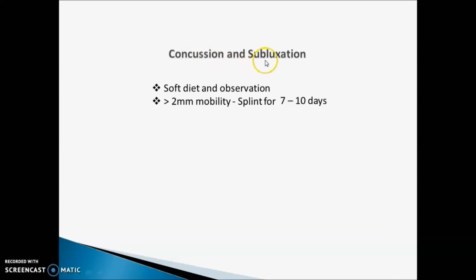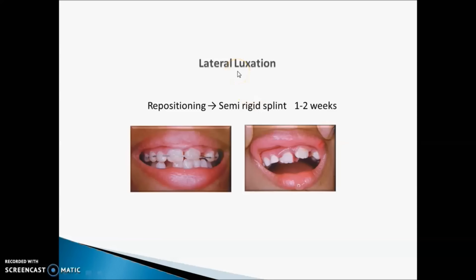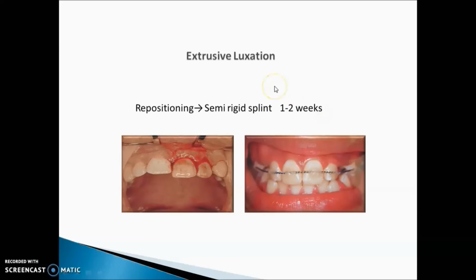Then if there is concussion and subluxation, go for a soft diet and observation. If mobility is more than 2 mm, then only you have to go for splinting, and that also for 7 to 10 days. Now if there is lateral luxation, as you can see in this diagram, you have to go for repositioning and semi-rigid splinting for a period of 1 to 2 weeks. If there is extrusive luxation, you can go for repositioning and a semi-rigid splint for 1 to 2 weeks.